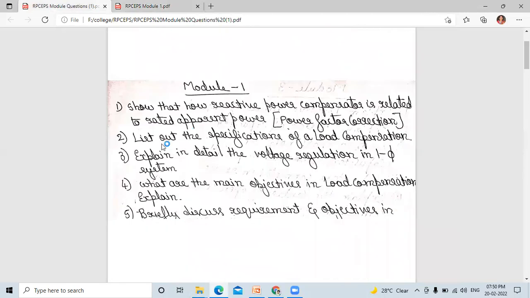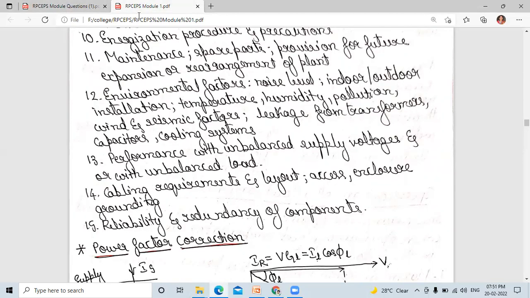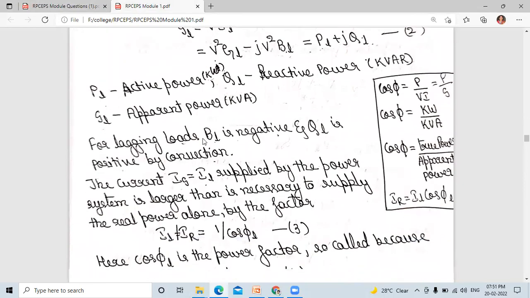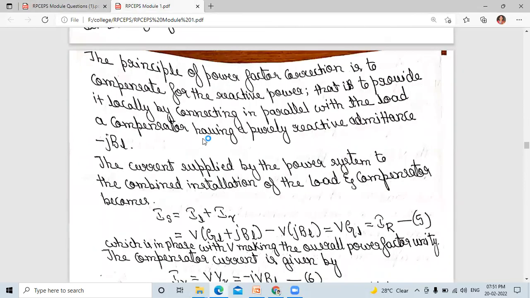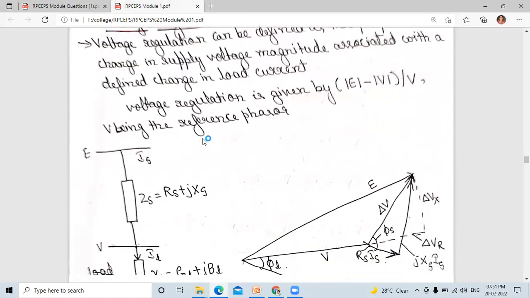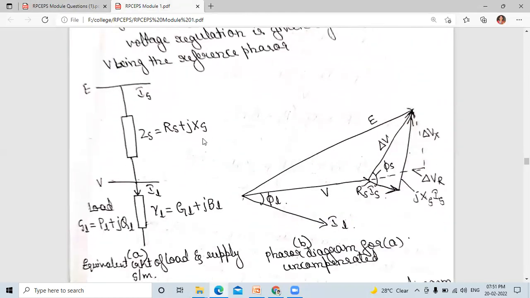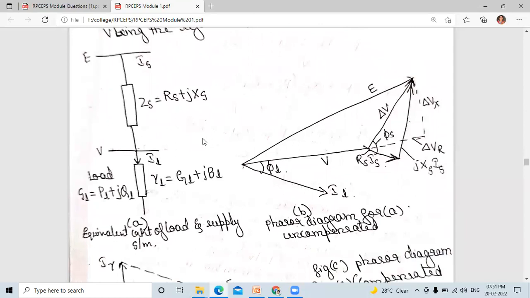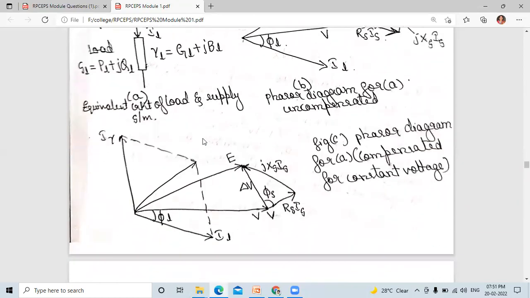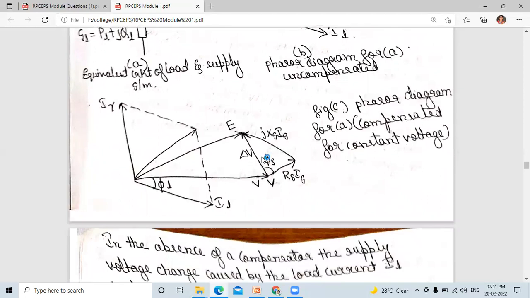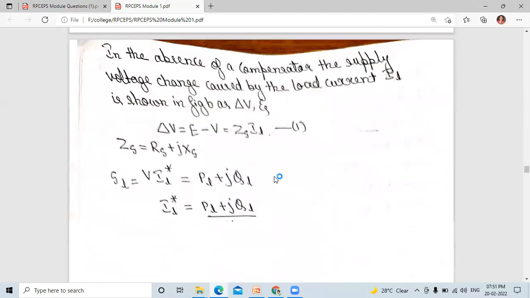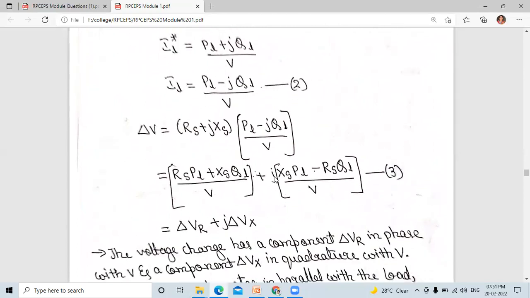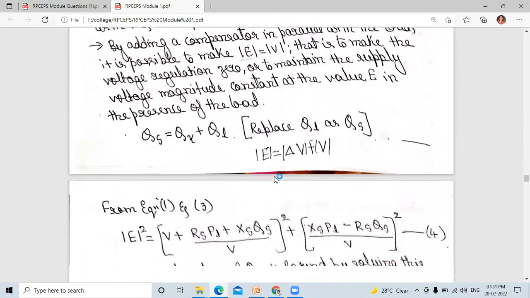next, what question is there? Explain in detail the voltage regulation in a single phase system. The same heading is there, voltage regulation. Again, load, that is, you need to draw the figure, the phasor diagram, and also another phasor diagram. These three diagrams are important, and you need to mention the equations. Equation 2, 3, equation 4.